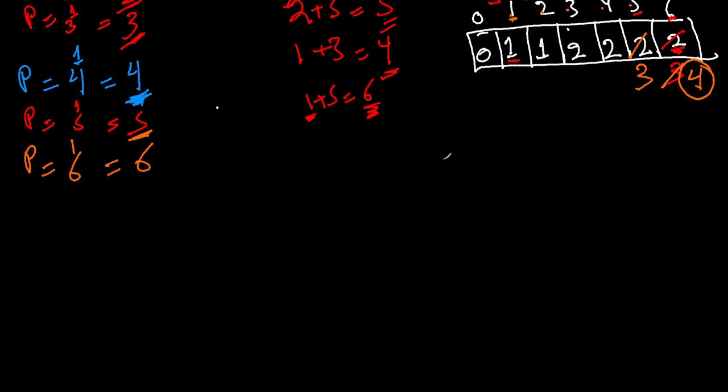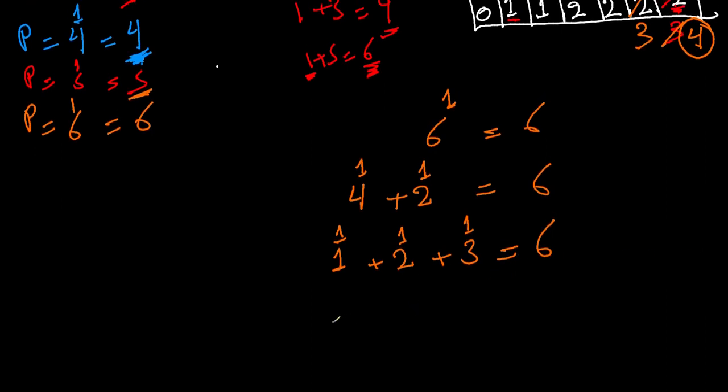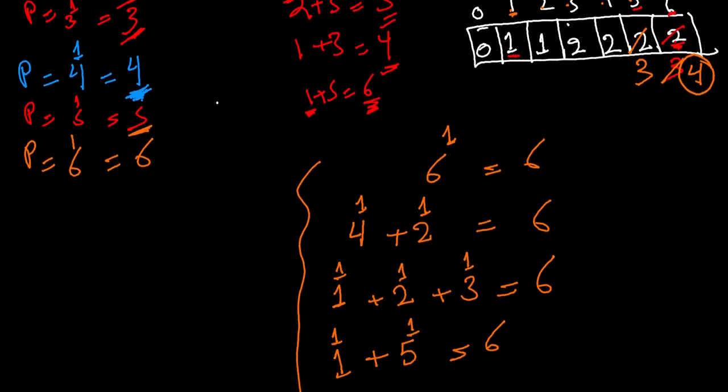That's true, because one of the ways is 6 to the power 1, this equal 6. Or for example, if we take 4 to the power 1 plus 2 to the power 1, this is 6. Or 1 plus 2 plus 3, this equal 6. Well, we can take 1 to the power 1 plus 5 equal 6. So there are 4 ways to express the number 6.